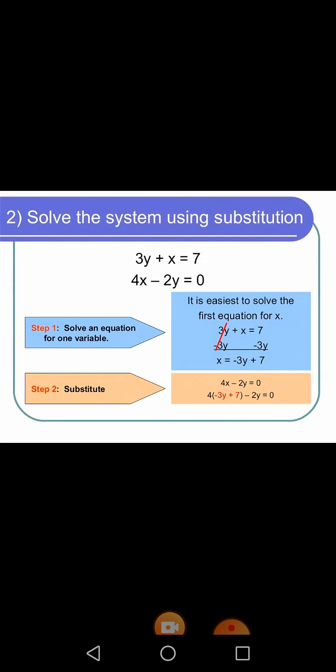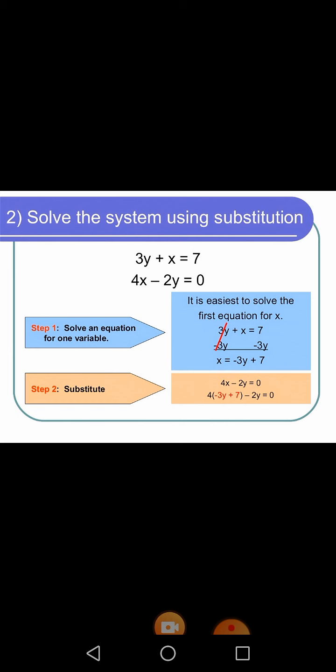Okay. Here, solving the system using substitution. I have two equations here and none is ready, right? So I will use step 1 to get one equation ready to be x equals or y equals. Which one is easier, do you think? Yes, correct. The first one is easier. So let's read it together.